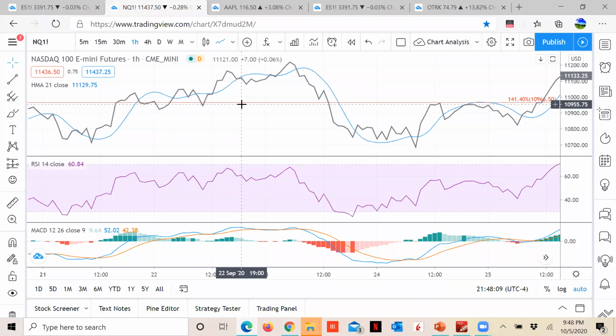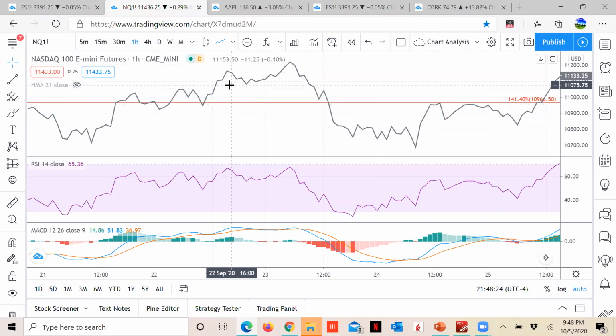So let's take a look at Nasdaq 100 futures for September 22nd. I'm still in the hourly chart. Let me just close these moving averages. So look at the right shoulder. What value is this? Can anybody help me on that? 11105, yes. And the right shoulder is 11121, and the head is 11164.75.